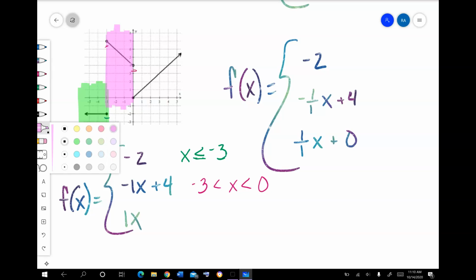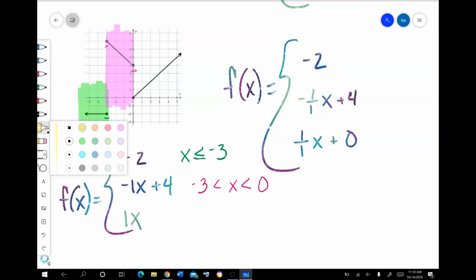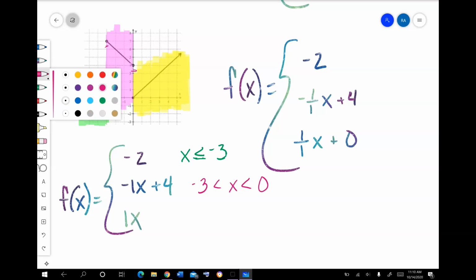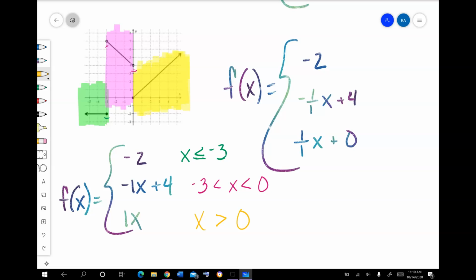Okay? Next one, let's do some yellow. So this one, it starts at 0, and what's happening to my x's? They're getting smaller, or bigger. These x's are getting, oh look, it makes it darker when you color over it. Your x's are getting bigger here, okay? So my x's are getting bigger than 0. It's a closed dot, so we put a bar. And that's your answer.